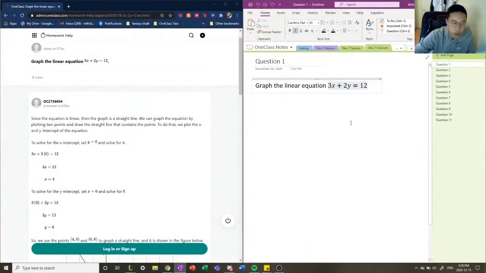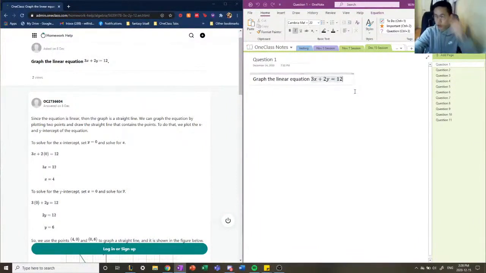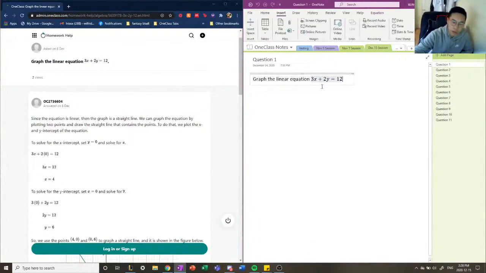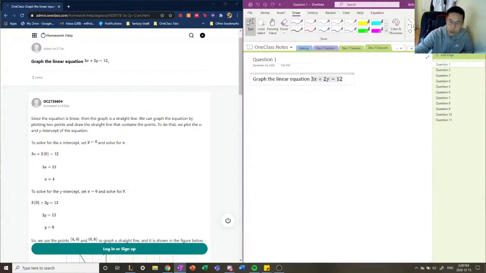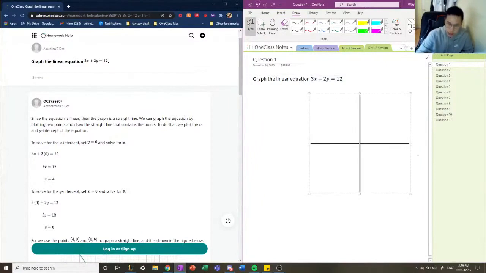Okay, so the first question reads, graph the linear equation 3x plus 2y equals 12. When it asks us to graph a linear equation, it asks us to basically interpret this line equation that we're given and put it onto a Cartesian plane. So we're going to first set up our Cartesian plane, and as usual, we're going to label the axes here, okay? So this is the x-axis and the y-axis.